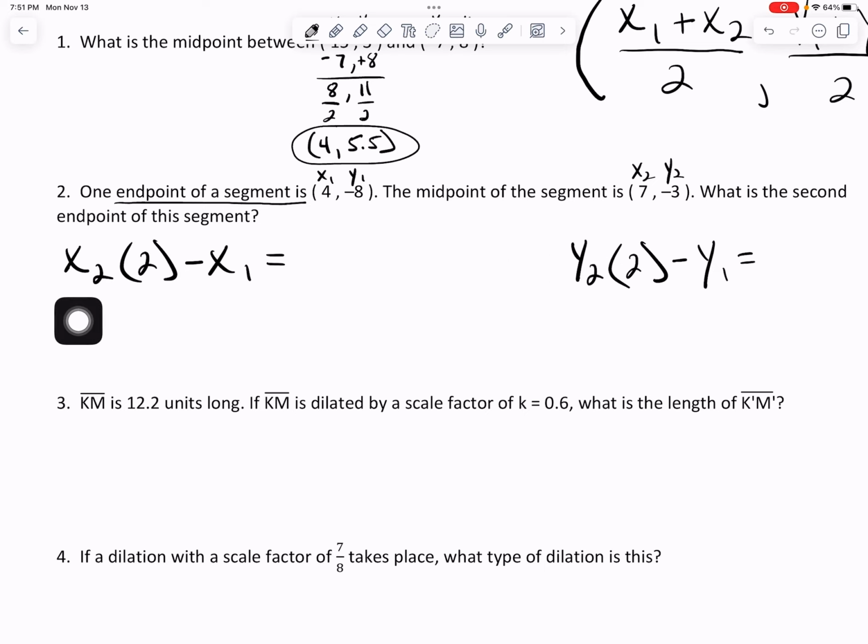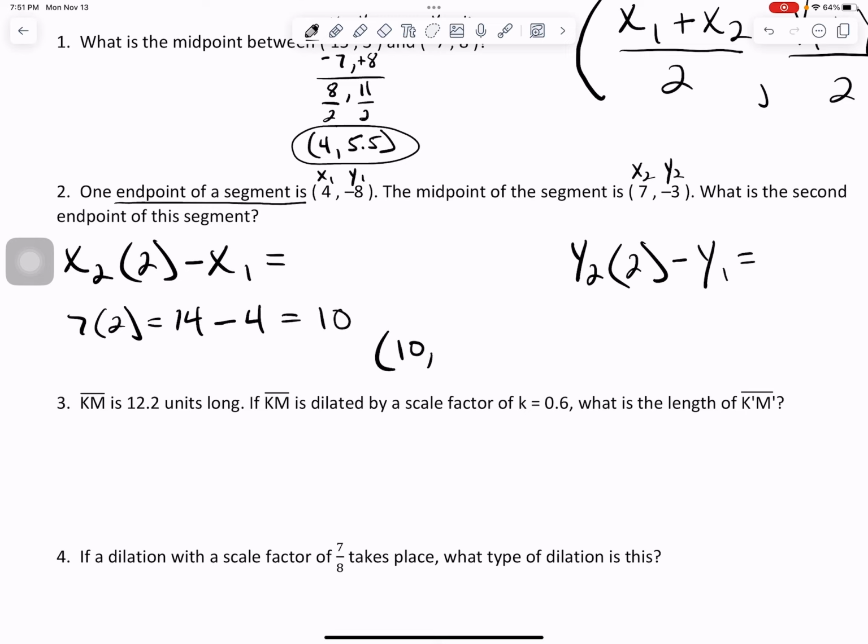Okay, so let's just find what our x2 is. Well, our x2 is, wonderful job, 7. 7 times 2 equals 14. We need to subtract our x1. So let's do minus. And our x1 is, wonderful job, 4. 14 minus 4 equals 10. All right, you have now found your first half of the problem.